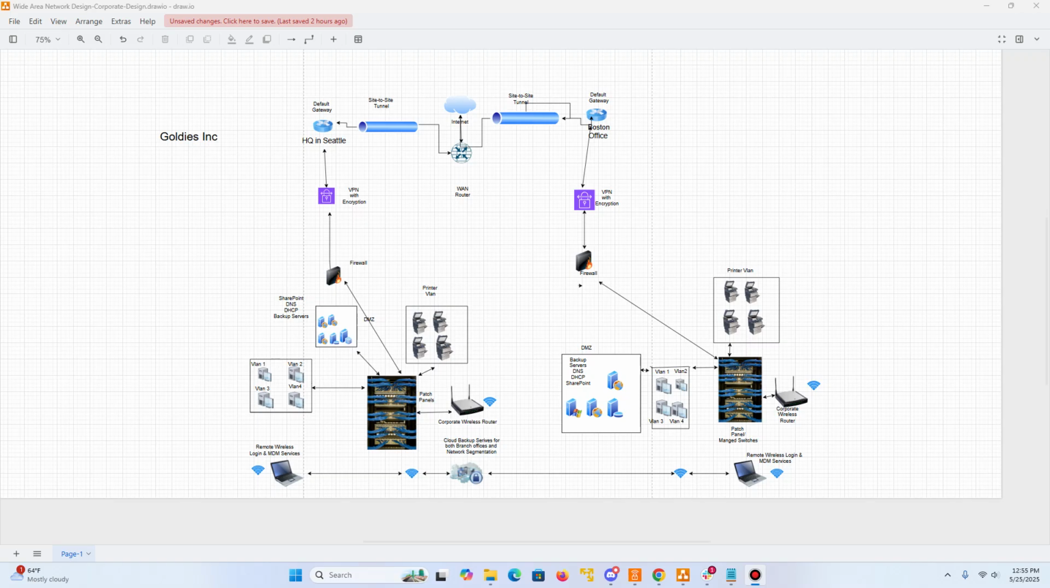Hello, my name is Michael Proctor, and today we'll be looking at an enterprise network design. The company we will be concentrating on is called Goldies Incorporated. Goldies Incorporated was established in 1972. Goldies was founded by Samantha Goldie, and her vision was to create sleepwear clothing for children and adults.